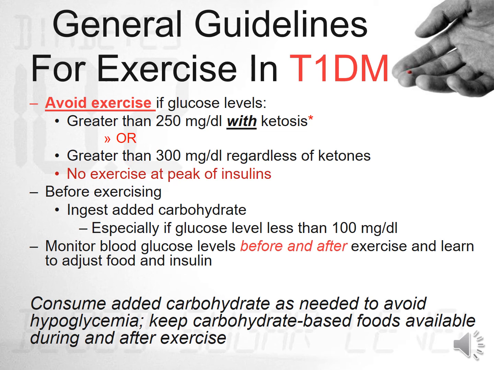No exercise at the peak of insulin. Before exercising, ingest additional carbohydrates, especially if glucose levels are less than 100. Monitor your BG levels before and after exercise and learn how to adjust food and insulin. Consume an added carbohydrate as needed to avoid hypoglycemia. Keep carbohydrate-based foods available during and after exercise.